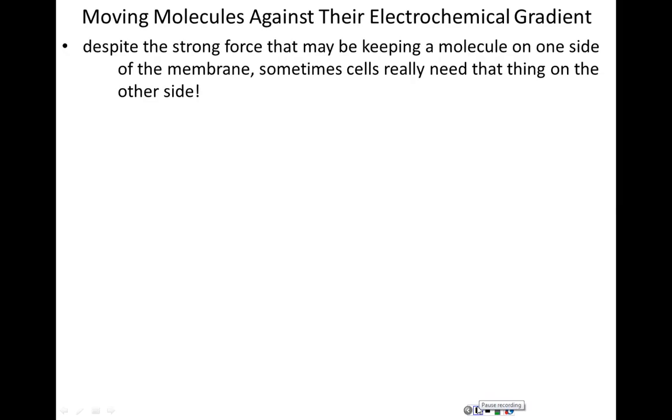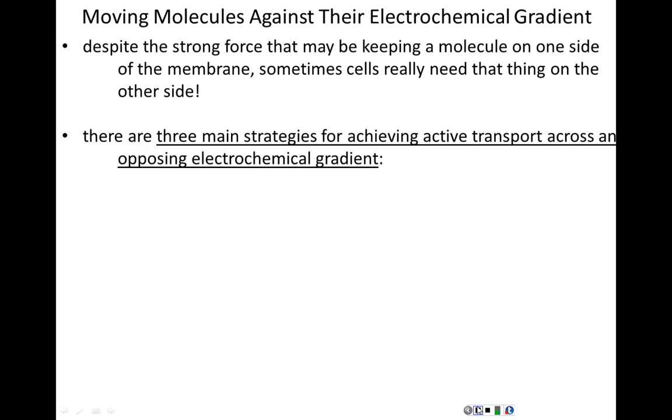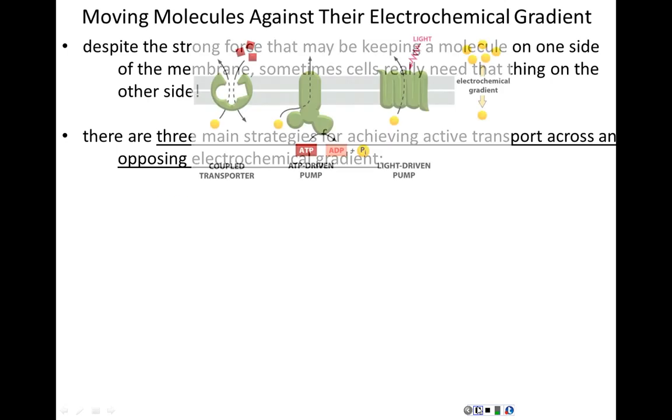So now, with this extra complication, how do we actually move molecules against their electrochemical gradient? Despite any strong force that might be keeping a molecule on one side of the membrane or the other, sometimes for some cellular reason, the cell really needs to move that molecule against its chemical gradient, its electrochemical gradient. There are three main strategies for achieving active transport across an electrochemical gradient which opposes that movement.